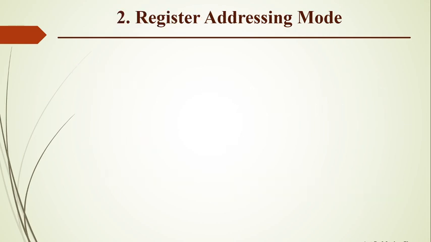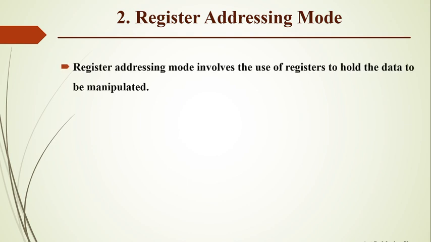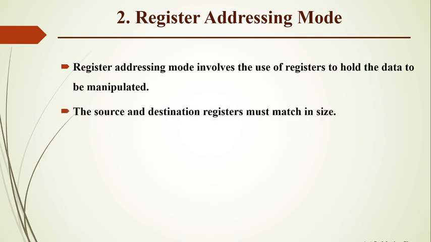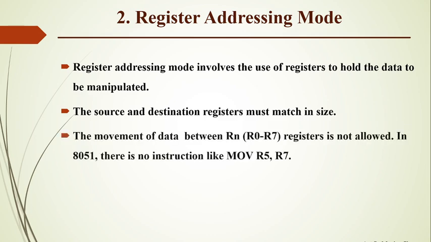The second addressing mode is register addressing mode. Register addressing mode involves the use of registers to hold the data to be manipulated, and the source and destination registers must be equal in size. The movement of data between the RN registers, that means from R0 to R7, is not allowed. So the instruction MOV R5, R7 is an invalid instruction.